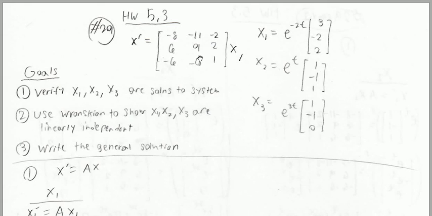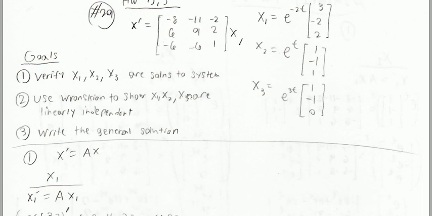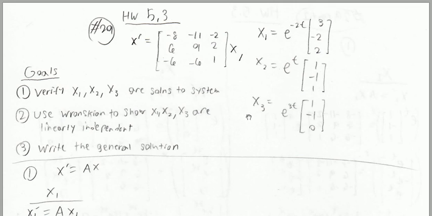Hi, I'm Dan Peterjohn, and I'm going to show you how to do number 29 for homework 5.3. For this, we're given three matrices, x1, x2, and x3 right here.